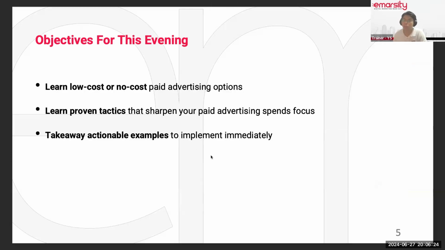The goal I have for everyone today is, first of all, to learn low cost and a few no cost paid advertising options. Basically, I'll be teaching you two marketing tactics that require zero cost at all. Then for the other advertising tactics, I will teach you how to refine them so that you will be able to achieve results at a lower cost. So, learn low cost, no cost paid advertising options.